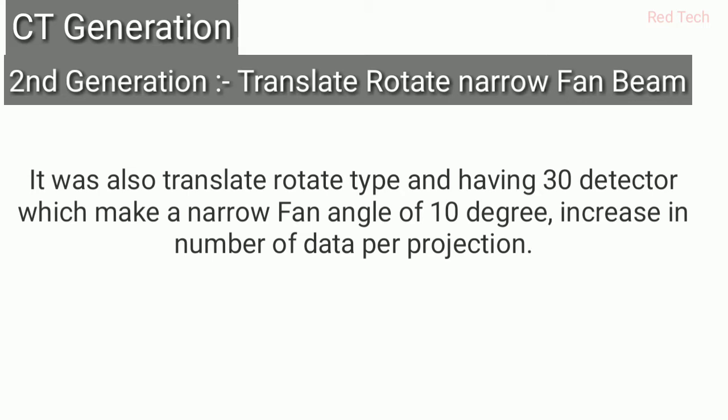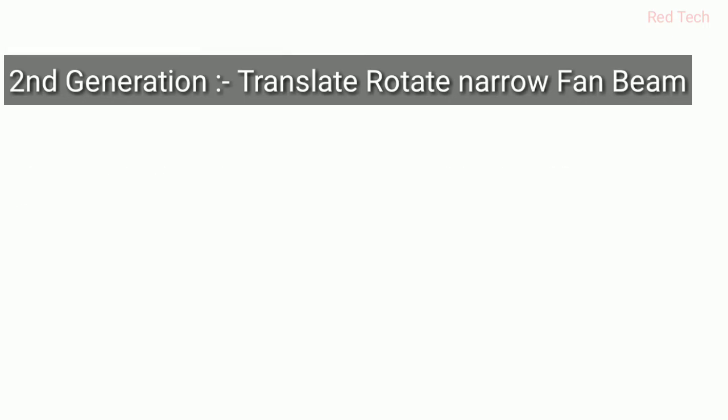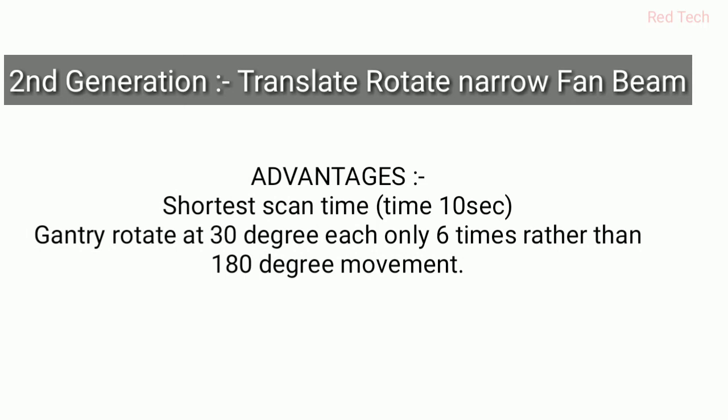Now if we compare this generation to first generation CT, then in first generation at one time two slices are taken, but in this second generation multiple slices are taken at a single time. This is the main difference between first generation and second generation.